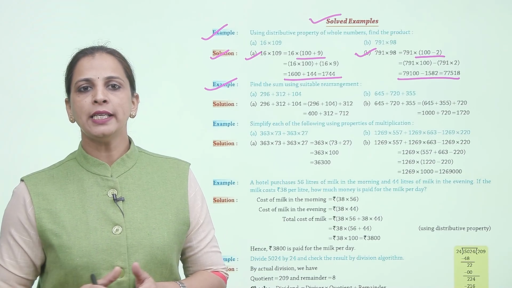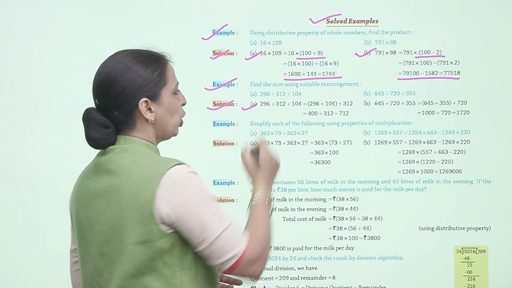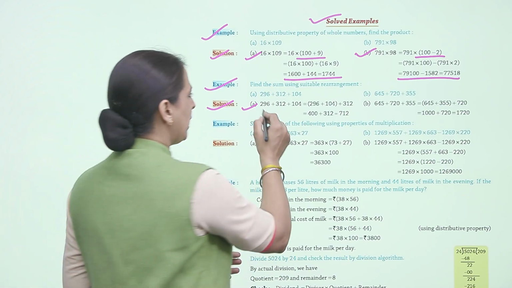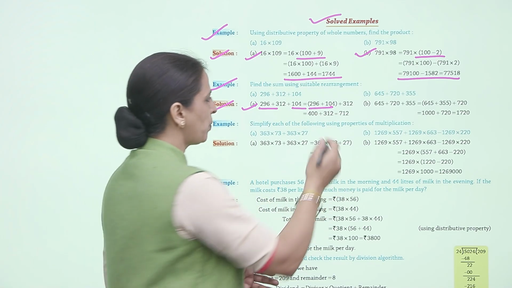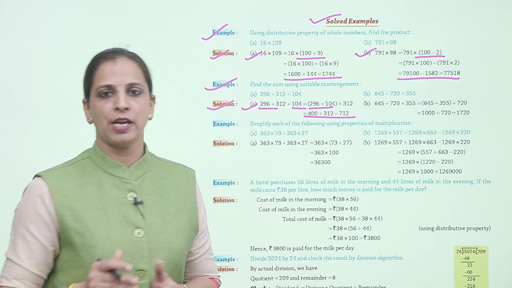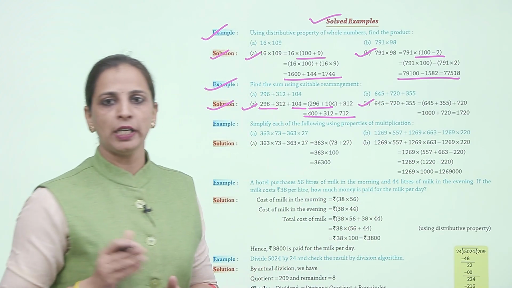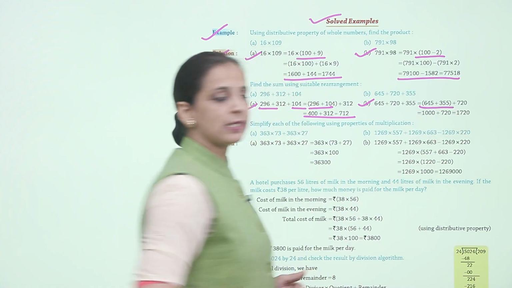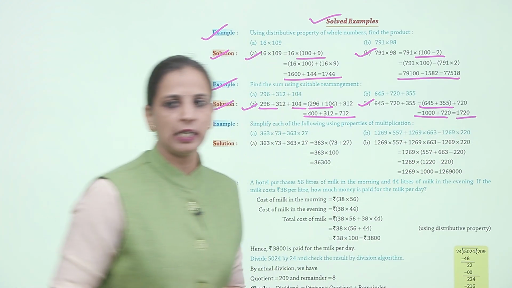Now next example: find the sum using suitable arrangement. A is 296 plus 312 plus 104. Let's do the solution. We grouped 296 and 104 together, it becomes 400, and then added 312, that is 712. Now B part, 645 plus 720 plus 355. We arranged 645 and 355 together, that becomes 1000, plus 720 is equal to 1720.